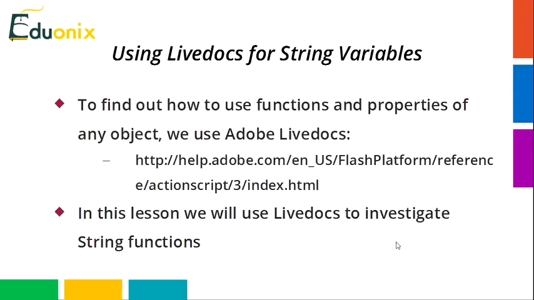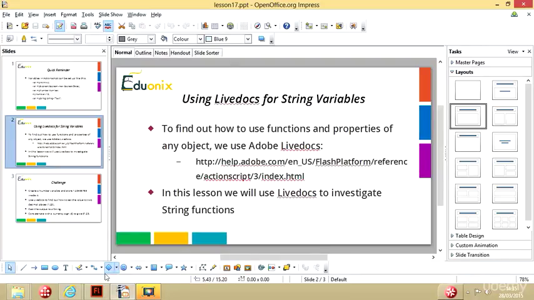So in this lesson I want to talk about using something called Adobe LiveDocs. Adobe LiveDocs allows you to find out how to use the functions and properties of any object. It has a URL, it's a website, and I've given it here. And I want to use it in this lesson to investigate string functions and properties. So let's have a look.